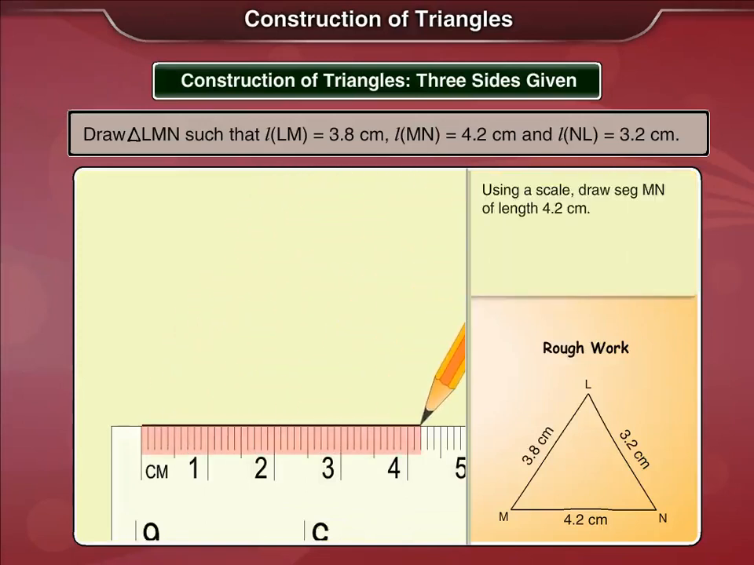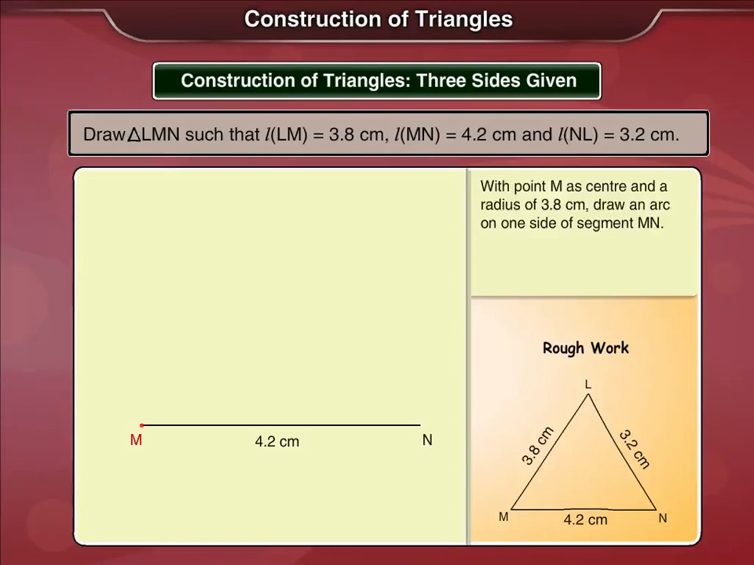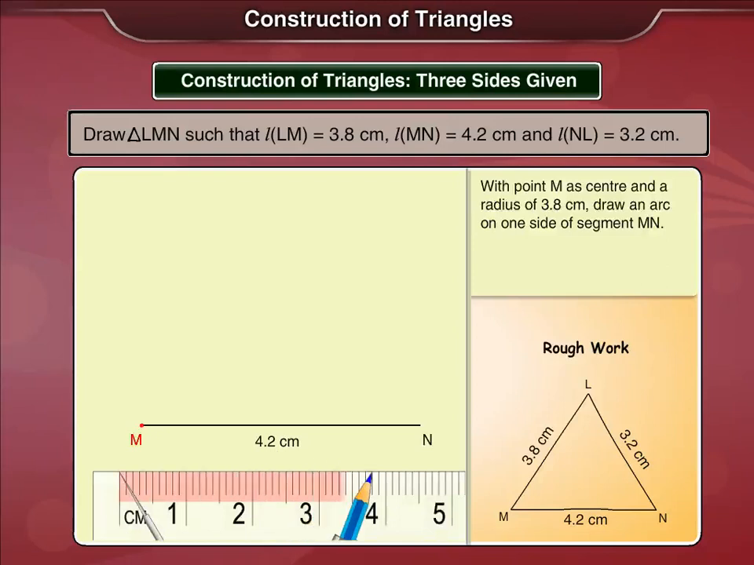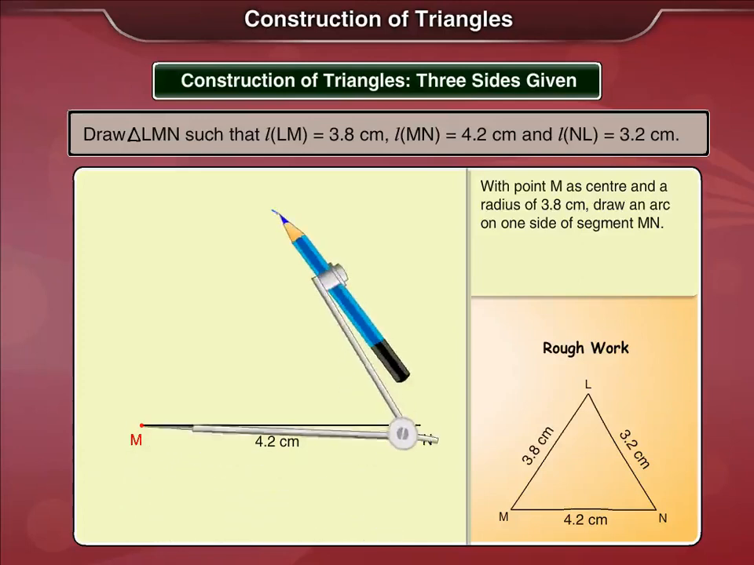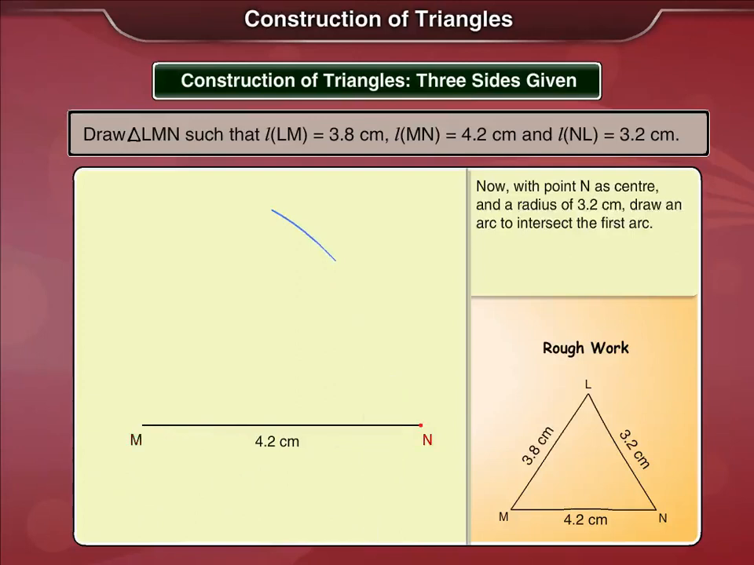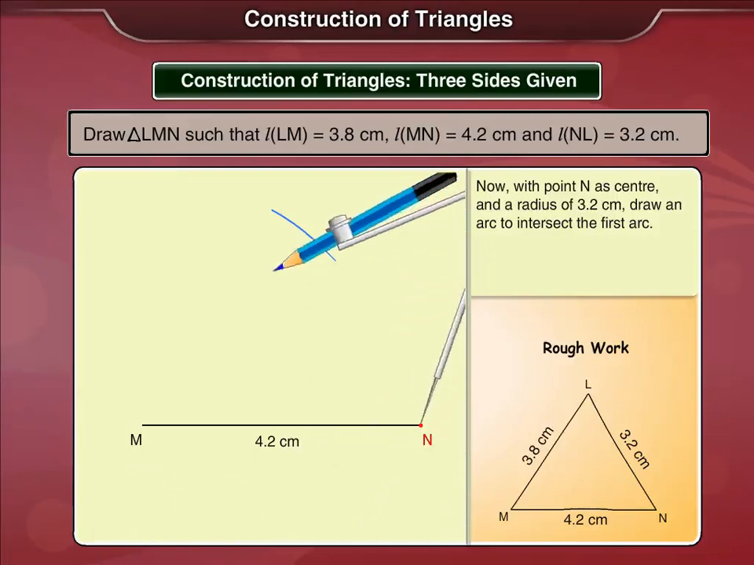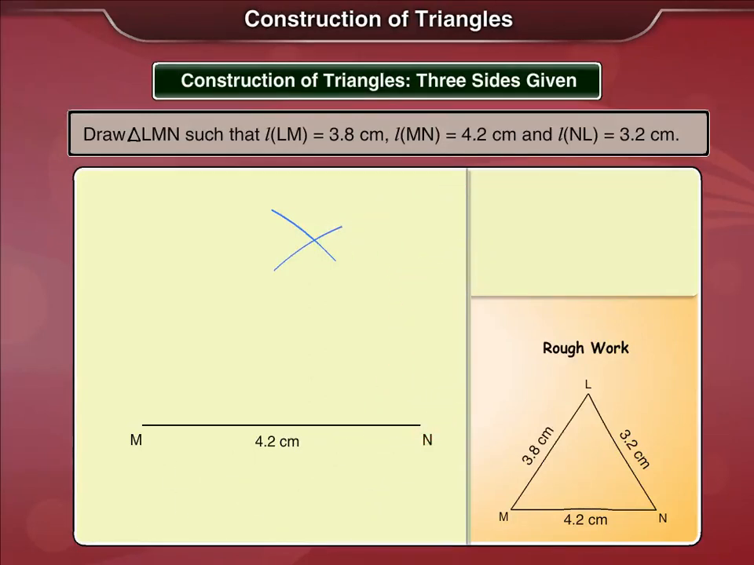Using a scale, draw segment MN of length 4.2 centimeters. With point M as center and a radius of 3.8 centimeters, draw an arc on one side of segment MN. Now, with point N as center and a radius of 3.2 centimeters, draw an arc to intersect the first arc. Remember that either of the 2 intersecting arcs can be drawn first.